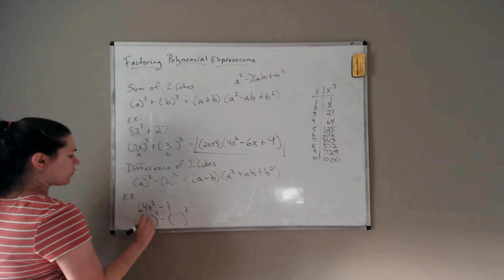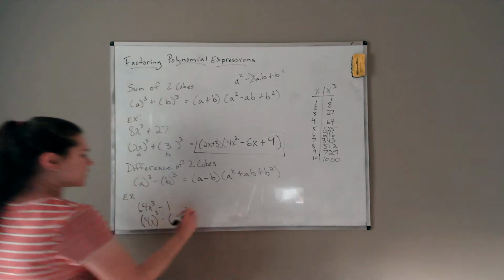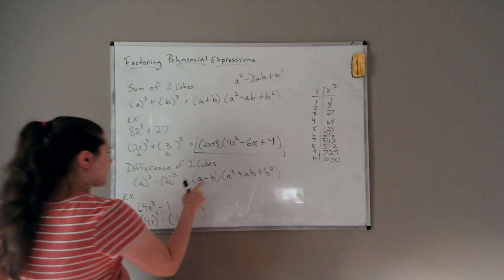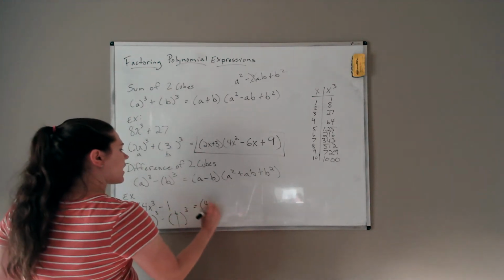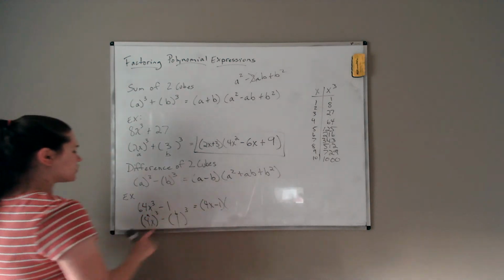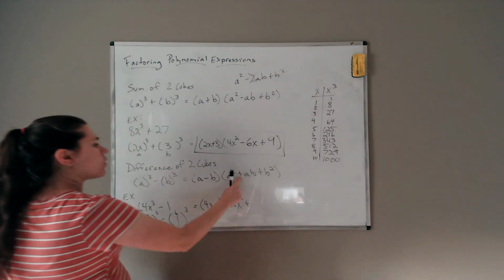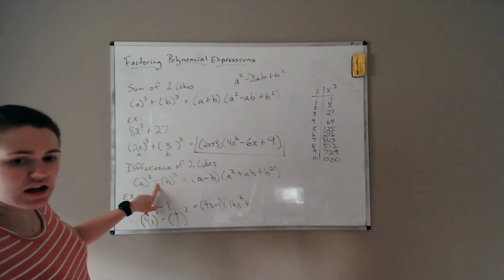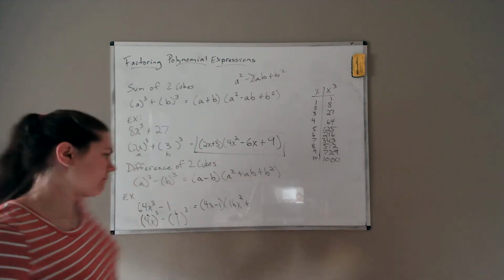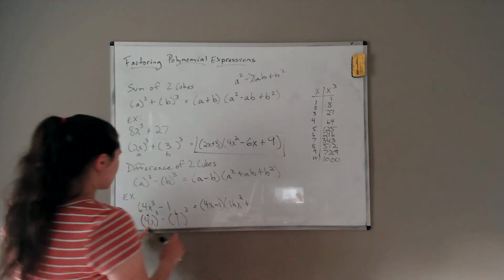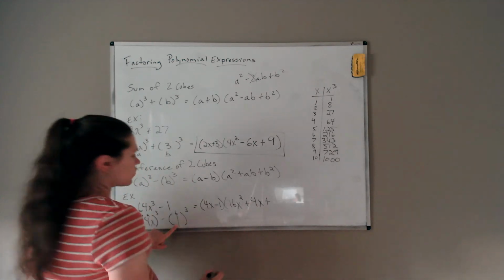64x to the third is 4x to the third power. 1 is the same as 1 to the third. So this factors to be a minus b, so a is 4x, b is 1, so this is going to be 4x minus 1 times a squared. 4x squared is 16x squared, plus, this is always a plus sign here. Notice, when it's minus here, this is negative, this is positive, this is always positive. Okay, plus a times b, that's going to be 4x, plus b squared, b is 1, 1 squared is 1.